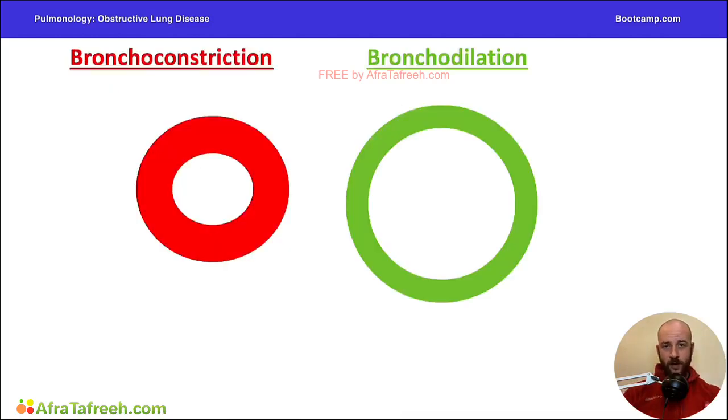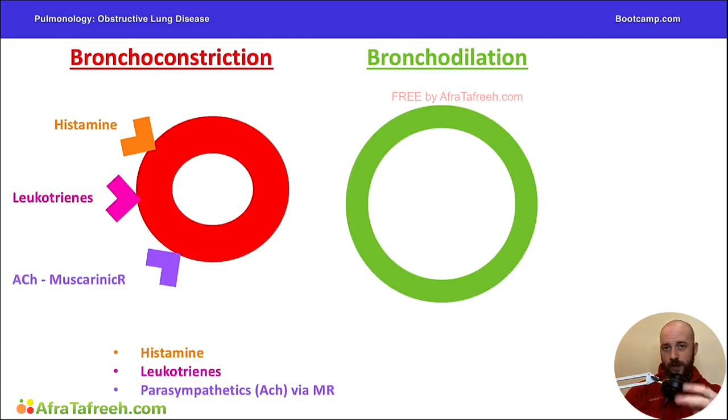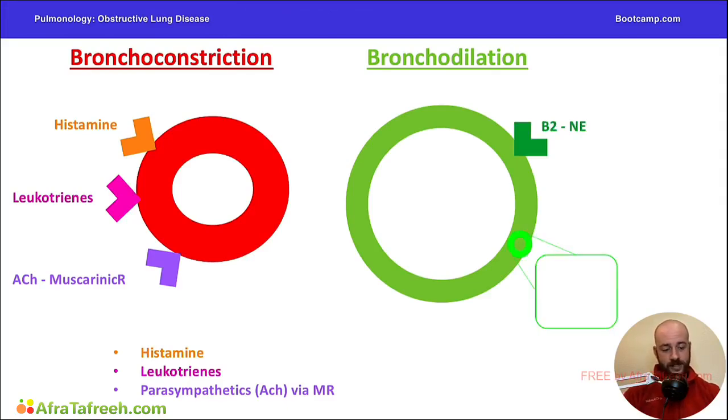So recall that airways can either constrict or dilate, and the three main mediators that you want to know for bronchoconstriction are histamine, leukotrienes, and acetylcholine binding to muscarinic receptors. And there are two main mediators that you want to know for bronchodilation. The first one is norepinephrine that binds to beta-2 adrenergic receptors in the airways. The second one, if we just blow up a cell here, is cAMP, which acts within the cell.